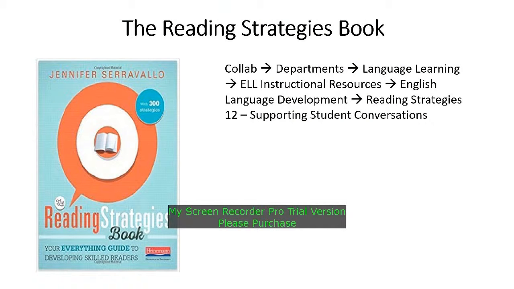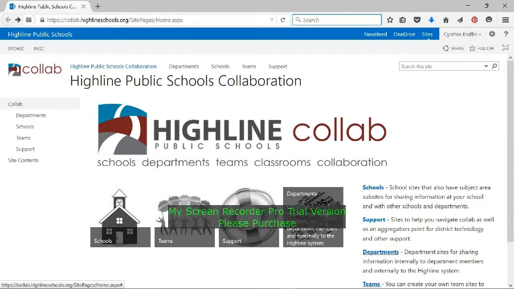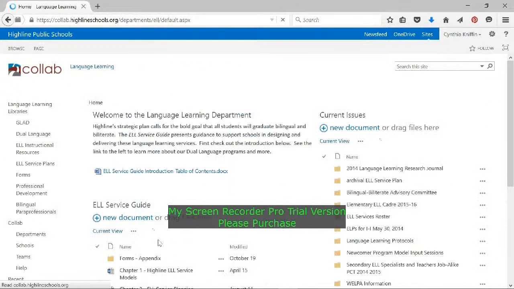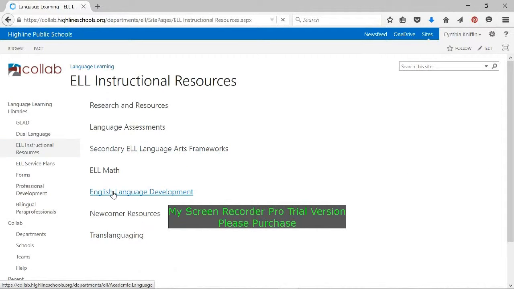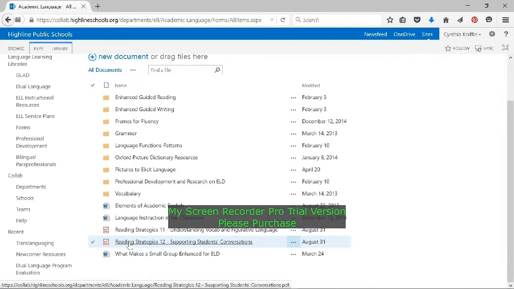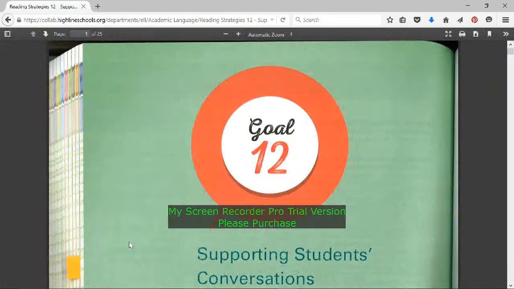This book is an excellent resource for the reading workshop and includes a whole chapter on supporting student conversations. That whole chapter can be found on Collab. First, go to Departments, then Language Learning, ELL Instructional Resources, English Language Development, and finally scroll down to Reading Strategies 12, Supporting Student Conversations.